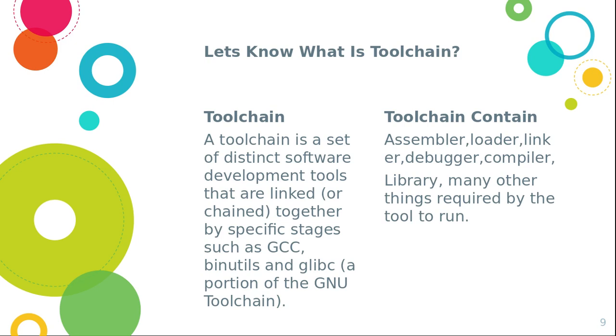Take any software with the name of Turbo C in your college, or any other software like Visual Studio Code. In all of them, you are using what? A set of tools to perform some task. That set of tools is known as a tool chain. So you can see here the basic definition of a tool chain.